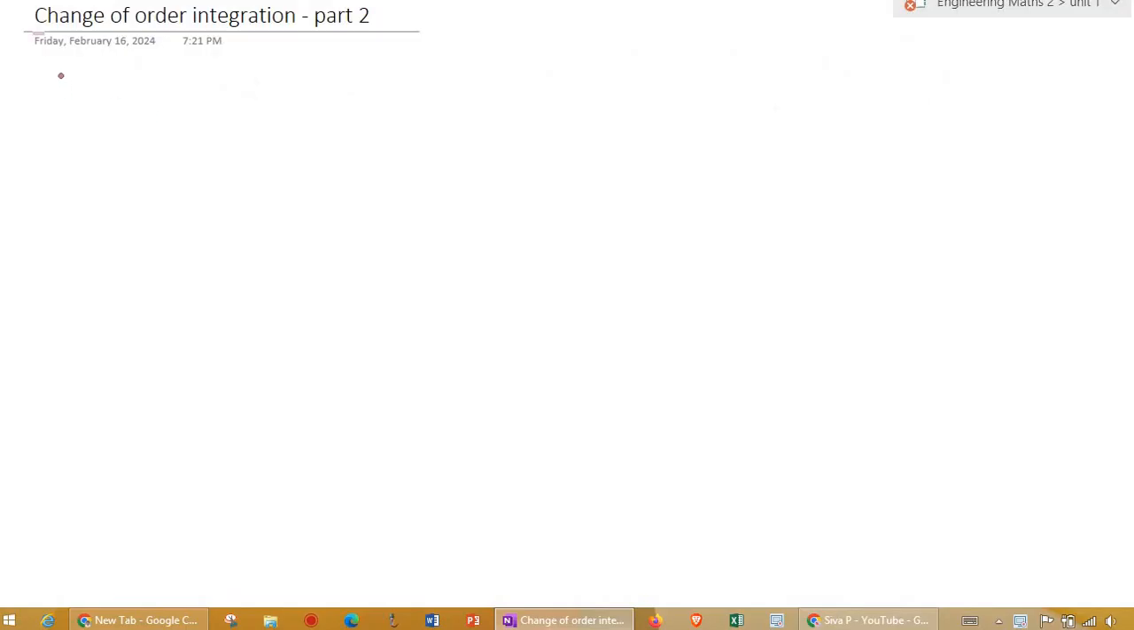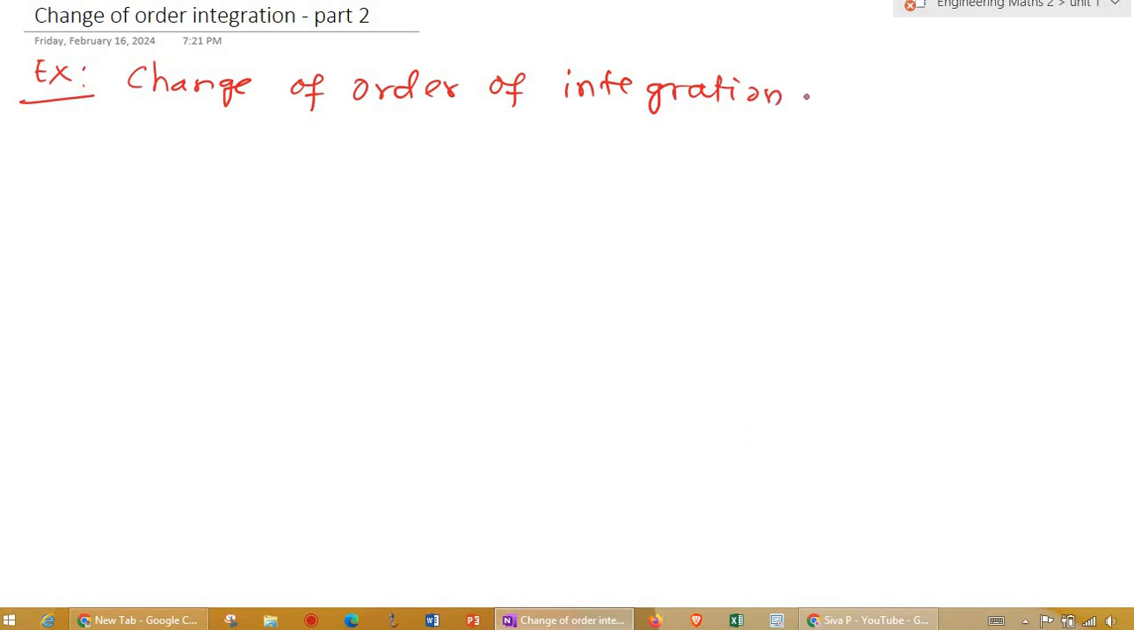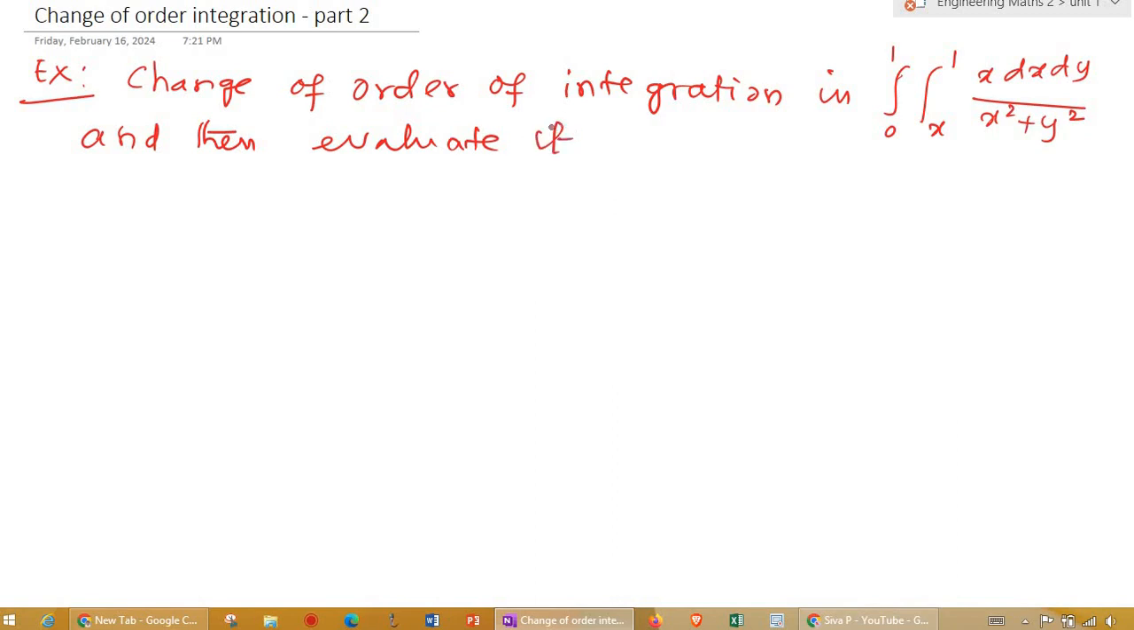Use the thread to write the question. Write the question: change of order of integration in the double integral, outer integral 0 to 1, inner integral x to 1, x dx dy divided by x square plus y square, and then evaluate. This is the question.